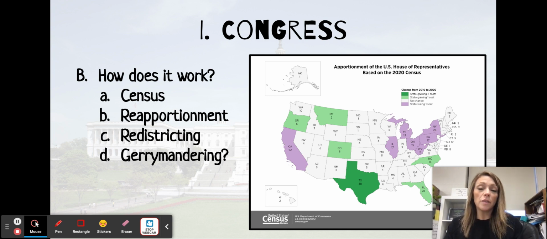There's also one other thing I want you to know about this. Gerrymandering is named after a guy named Elbridge Gerry, and he was the first person to gerrymander, and we'll talk about how that works in class.